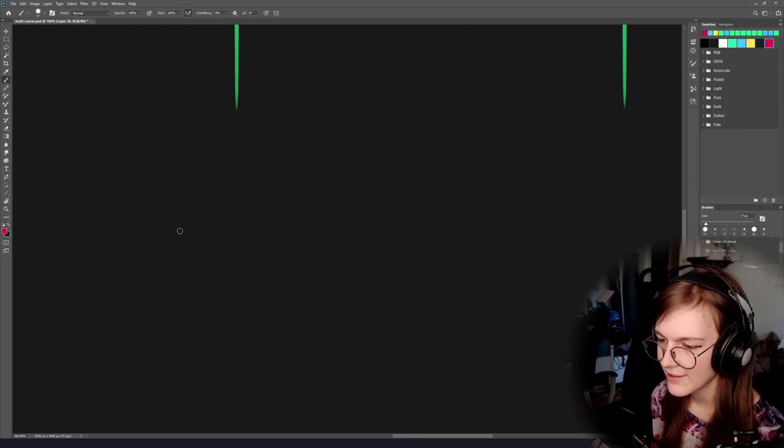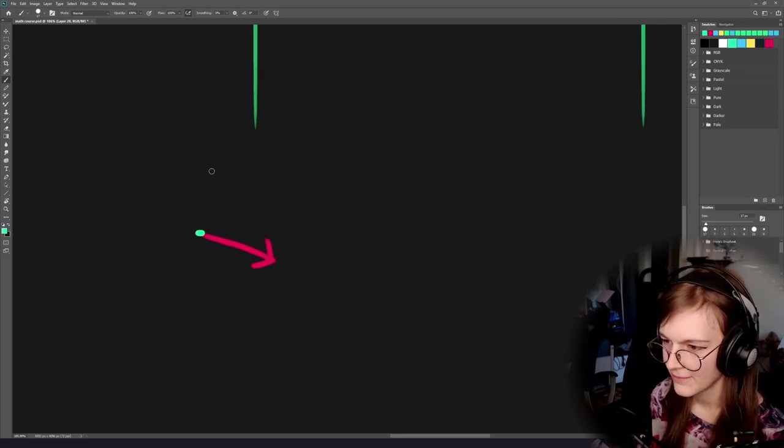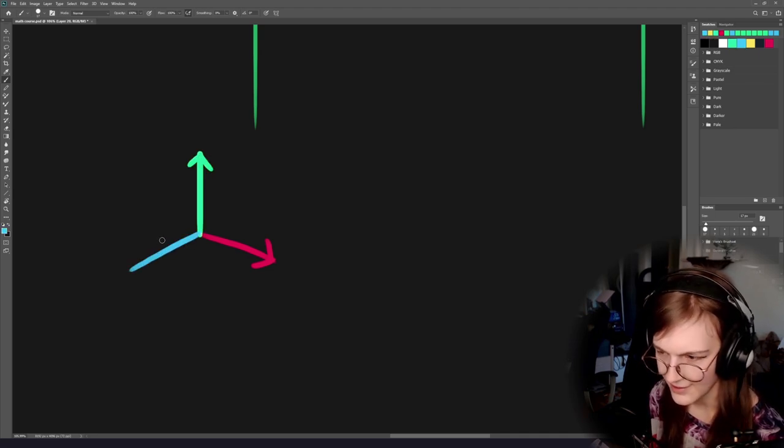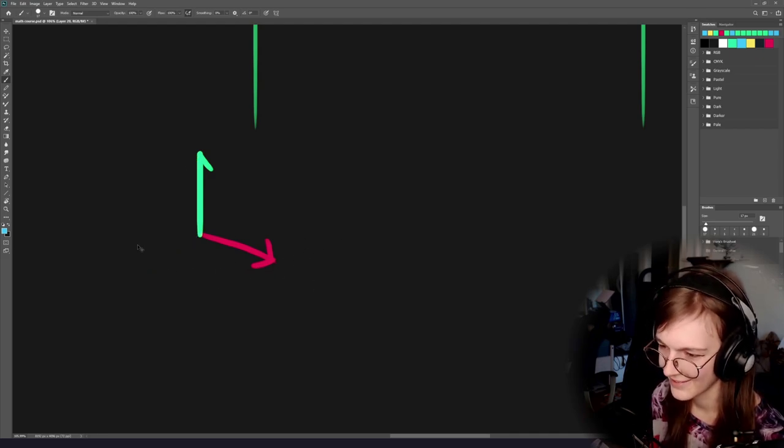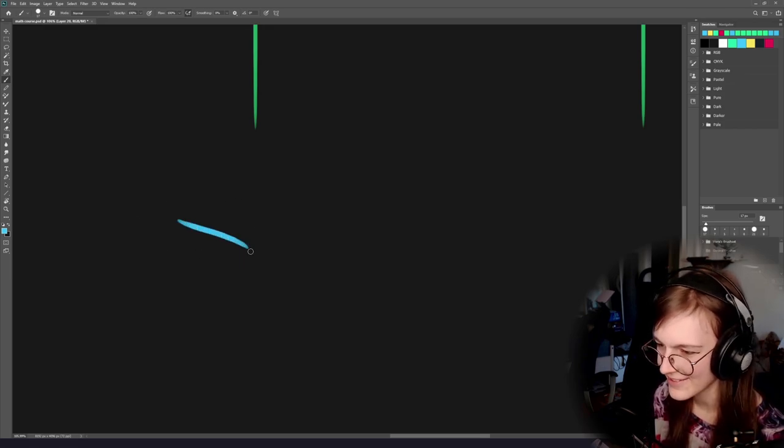We have our x-axis, right? We have our y-axis. And we have our z-axis. No, wait, that is incorrect. That is not, in fact, how that works. Sorry. I want to get this right, because I don't want to draw incorrect stuff.